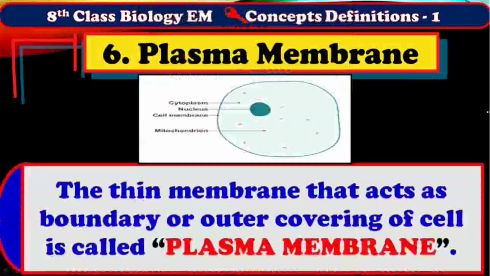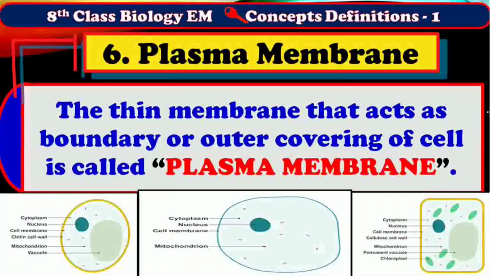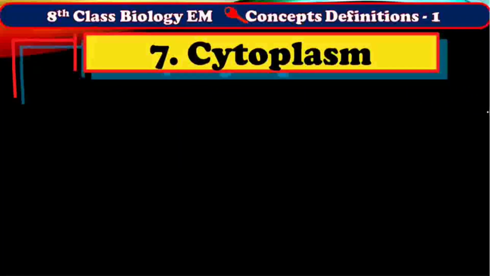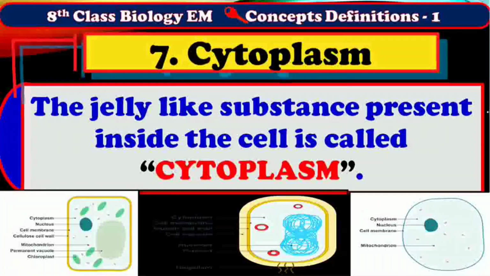Plasma membrane. The thin membrane that acts as boundary or outer covering of cell is called plasma membrane. It is also known as cell membrane or cytoplasmic membrane or plasma lemma. It is made of lipids and proteins. It gives shape to the cell. It separates and protects the interiors of the cell from surrounding environment. Cytoplasm. The jelly-like substance present inside the cell is called cytoplasm. Earlier, it was known as protoplasm. The Swiss scientist Alfred Rudolf von Kolliker coined the term cytoplasm.